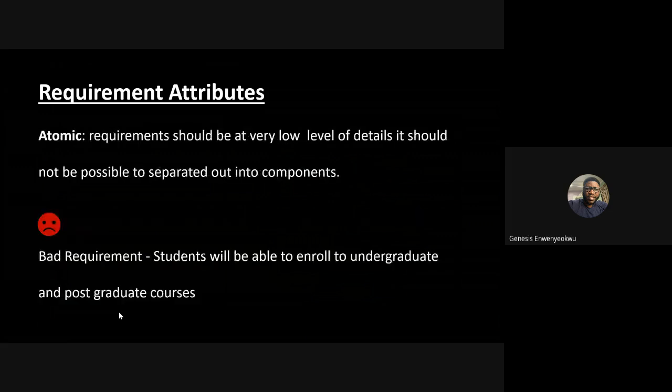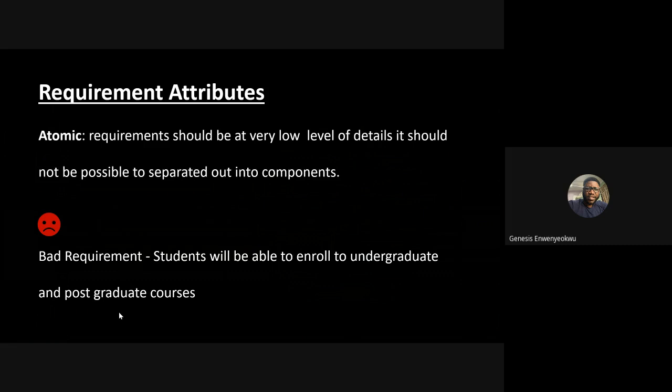So let's take a look at the first one, which is atomic, a requirement being atomic, which is part of the components of the TACUPT. A requirement being atomic means that your requirement should be at a very low level of detail, and it should not be possible to separate it out into different components. Let's take an example of this requirement. Students will be able to enroll to undergraduate and postgraduate courses. Now, at some level, you can consider this requirement to be fine, right? But the thing is that it's not as atomic as possible, because we're talking about two types of courses that are available to students.